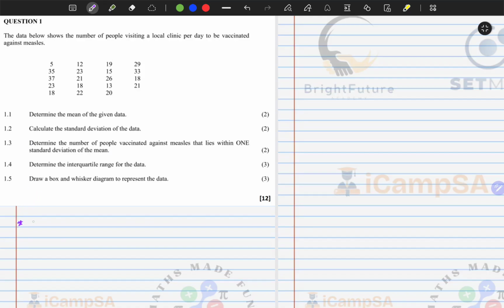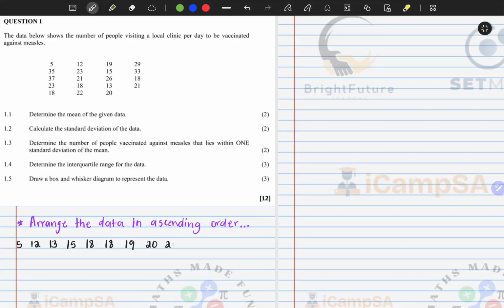But what I want us to do first is to quickly do what is very important, which is to arrange the data in ascending order. So what that means is we should arrange the data from smallest to the biggest. So if you observe carefully, what we are going to have is a 5, a 12, a 13, and then 15, 18, 18, then 19, 20.